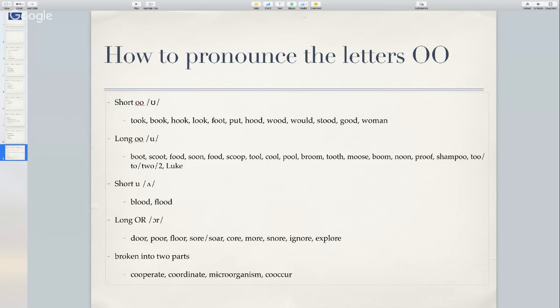Another confusing pair is foot, foot. Again, nice and short, and that quiet, voiceless T at the end, as opposed to the long oo and that hard voiced D, food, food. So we have foot, food. So look, Luke, foot, food.